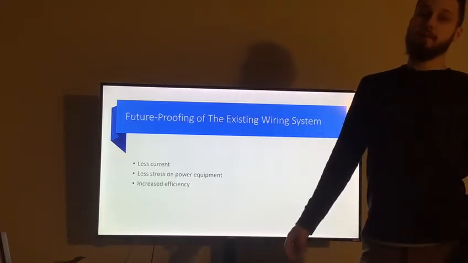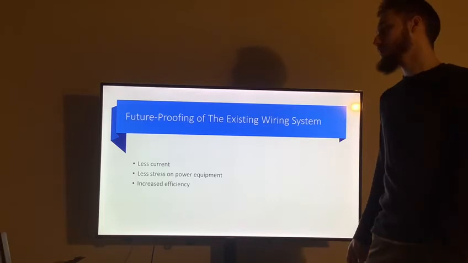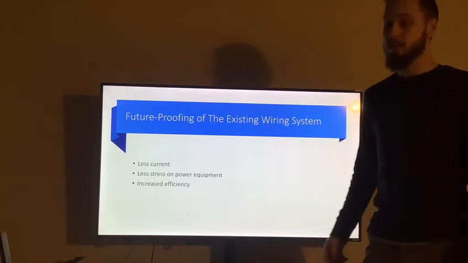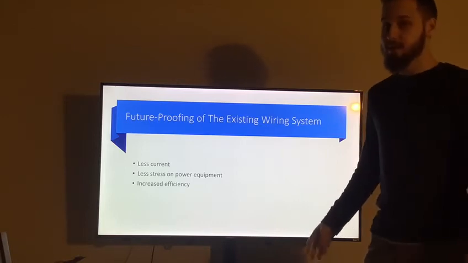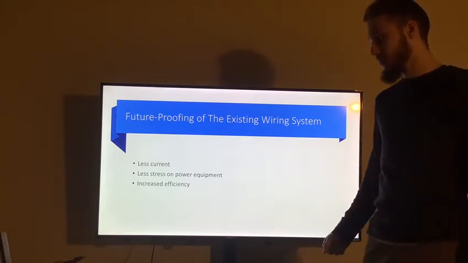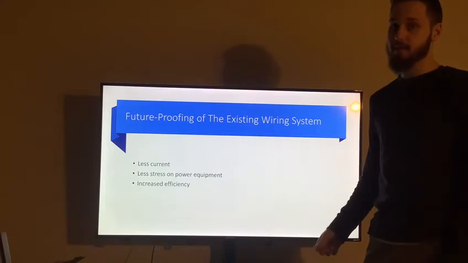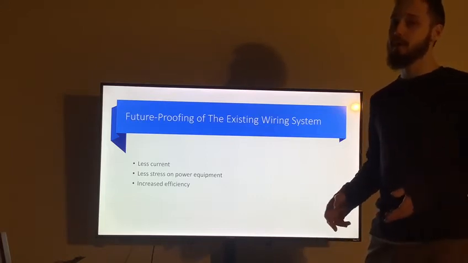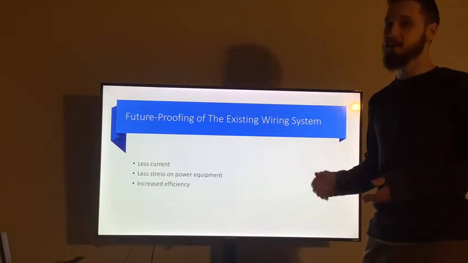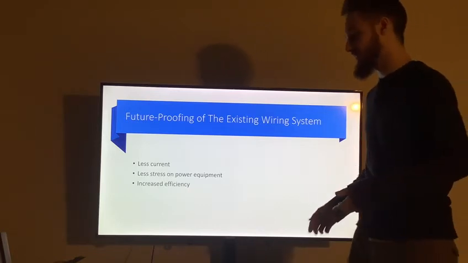Another benefit of reducing current is the future-proofing of the existing wiring system. So less current means less stress on the power system and increased efficiency, and less stress on the transformers, meaning that we can add more equipment or upgrade the wiring system later, which is very expensive to implement.